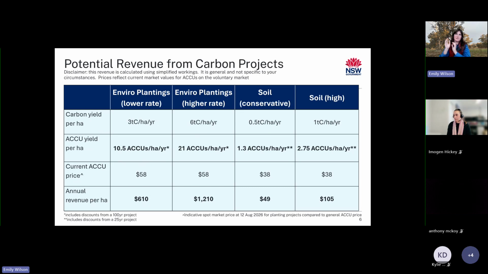And I guess the difference with the soil carbon is that that's on top of your existing agricultural production. So that's an extra income above your agricultural production income. And just to note that there are some price differences for credits from different projects. So that's why environmental plantings at the moment are getting a slightly higher credit price on the market, whereas for soil, there haven't been too many credit sales yet. And so I've just put the average credit price for the moment in there.